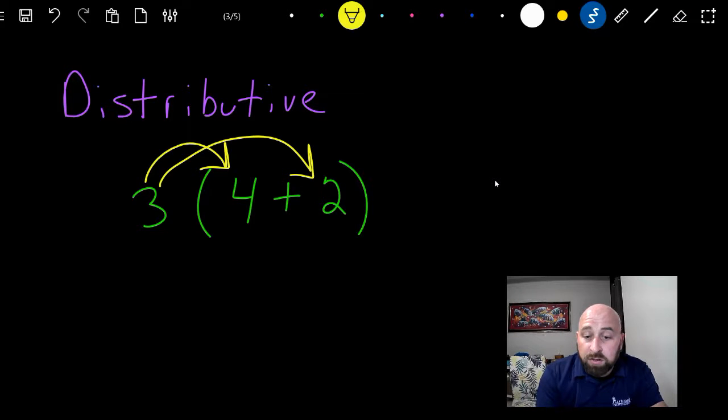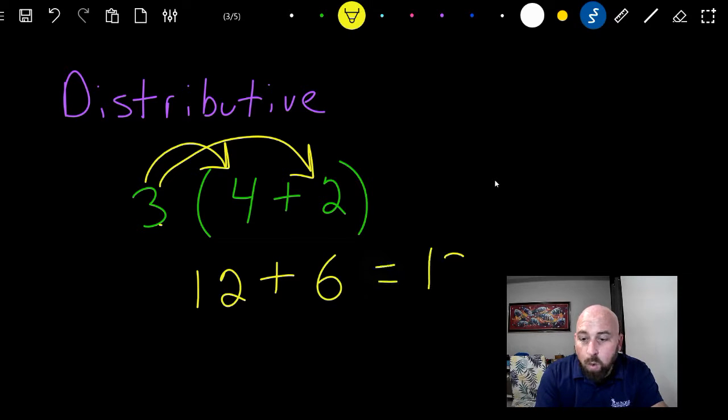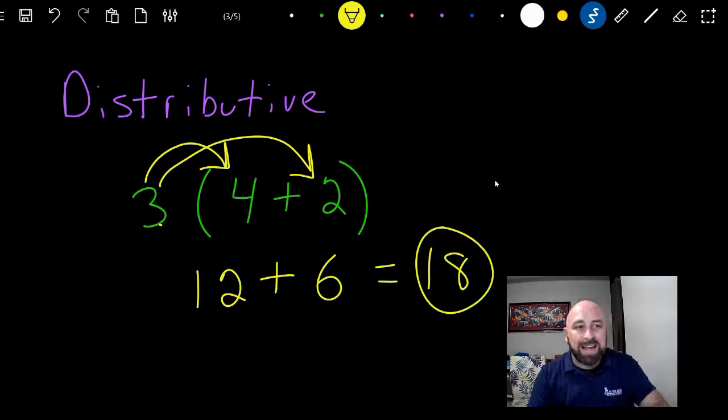So we distribute the 3 to the 4. Remember, there's no sign here, so it's 3 times 4, and 3 times 4 equals 12. Keep your plus sign. 3 times 2 is 6. Wow, we still got 18. That's magic. Not really. That's algebra. That's the distributive property.